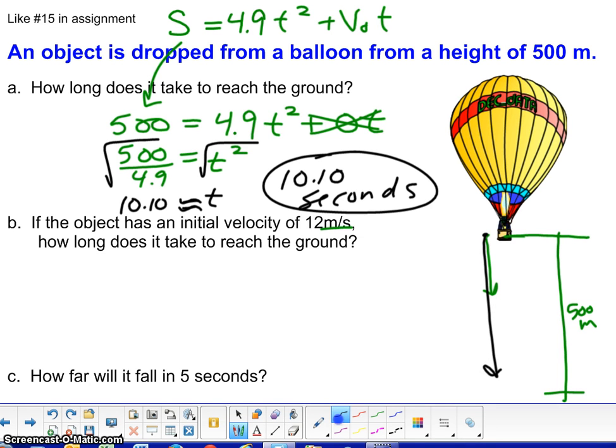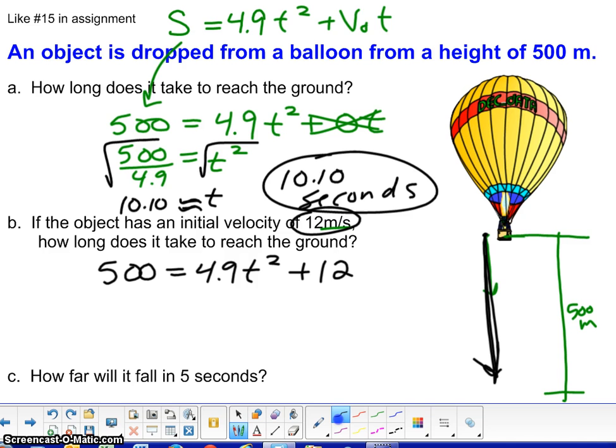Okay, now what if somebody actually threw it to the ground with an initial velocity? So that means that this part right here is being thrown, not dropped. So we are going to use the same formula, 500 equals 4.9 t squared, but now the velocity is 12, so I have to insert a 12 in for V sub 0.